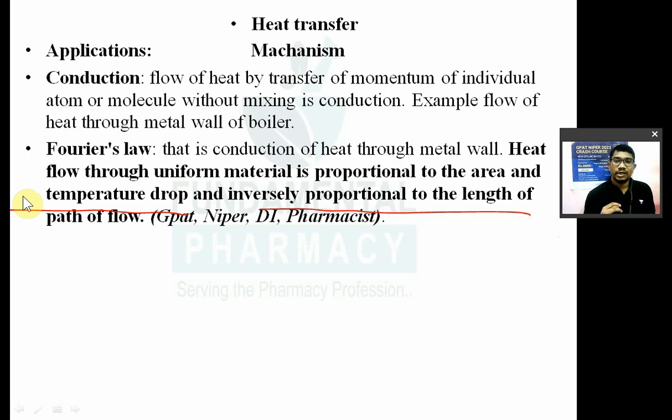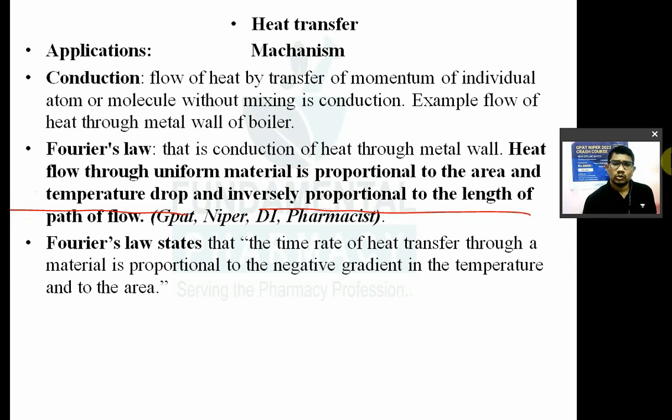So heat flow through a uniform metal is proportional to the area and temperature drop or temperature gradient across the metal, and it is inversely proportional to the length of path of flow. Okay, so again it states that the time rate of heat transfer through a material is proportional to the negative gradient of temperature. मतलब जितना ज़्यादा टेम्परेचर ग्रेडियंट रहेगा उतना ज़्यादा हीट फ्लो ज़्यादा रहेगा.